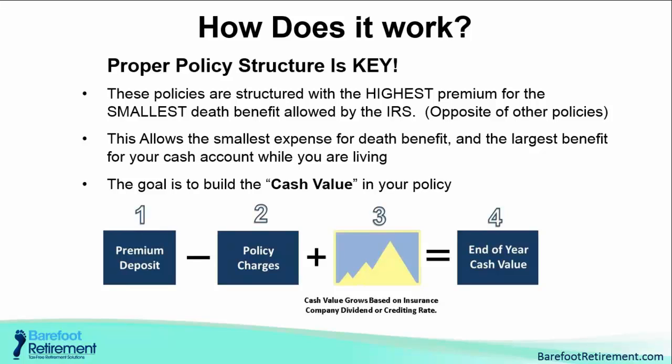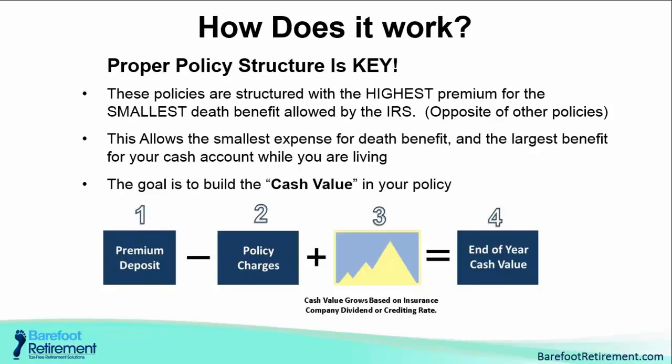So step one is you make your premium deposit, and that's the contribution amount you put into your IUL each year. From that, the insurance company deducts the policy charges, which, like I said, are some of the lowest in the entire industry. Depending on how we structure your policy, your age, and lots of variables, many times the policy charges can stop after a fixed number of years and go completely to zero.